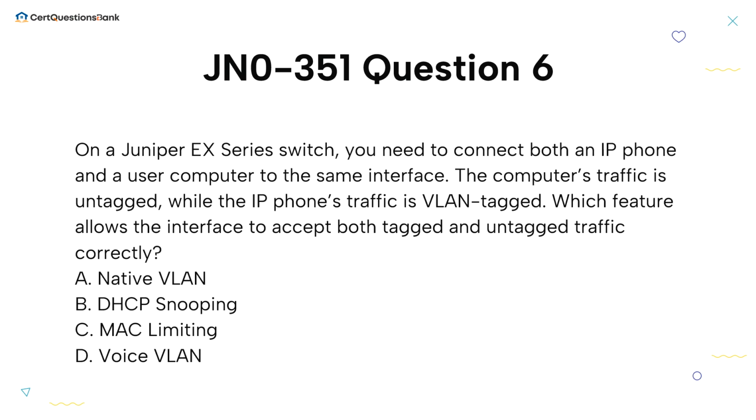On a Juniper EX-series switch, you need to connect both an IP phone and a user computer to the same interface. The computer's traffic is untagged, while the IP phone's traffic is VLAN tagged. Which feature allows the interface to accept both tagged and untagged traffic correctly? A. Native VLAN. B. DHCP snooping. C. MAC limiting. D. Voice VLAN.